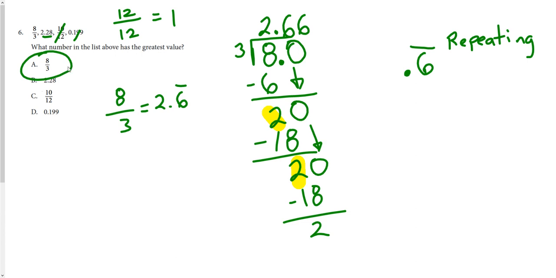If we wanted to go even further, the greatest one would be 8 over 3. The next largest number would be 2.28. Then the 10 over 12. They're actually in order from greatest to least in this case in the answer choices. All right, let's continue on there.